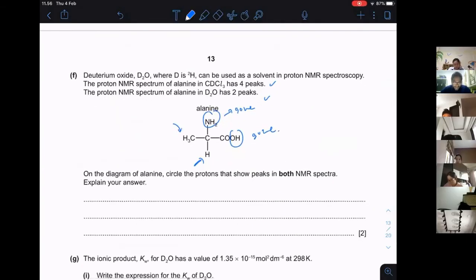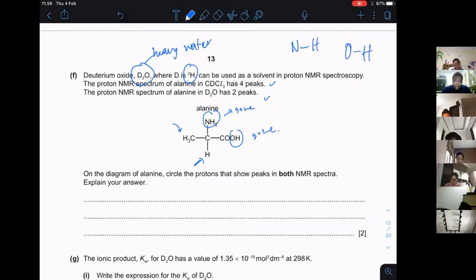They mentioned that deuterium oxide, which is going to be water basically, we call it heavy water, because the isotope of hydrogen that is being used is going to be 2, so it can be used as a solvent in proton NMR spectroscopy. We have learned about this. When you use heavy water, what happens is, the peak that is attached to nitrogen to hydrogen, or the O to hydrogen, this is going to disappear, okay, disappear.